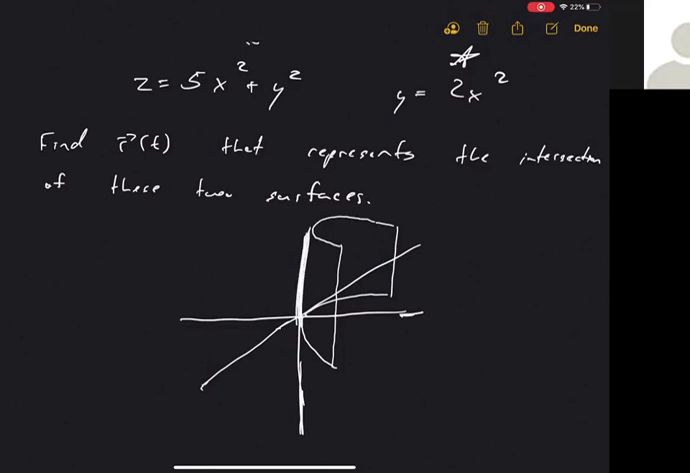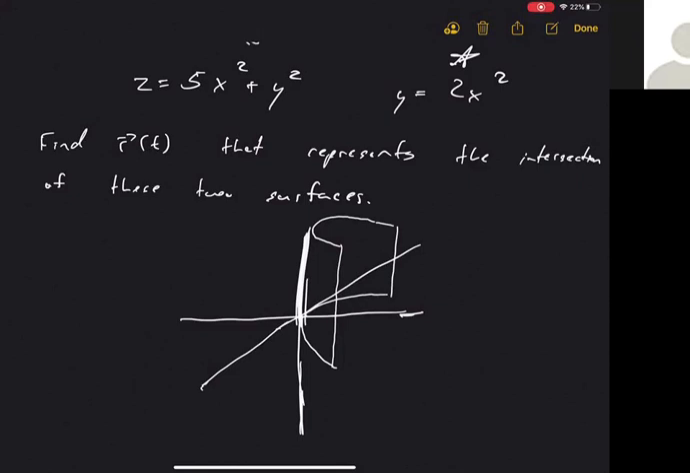So this is kind of this 3D surface like that. And then what's z equals 5x squared plus y squared? Well, that would be a paraboloid. It's kind of like a cone, but the cross sections are parabolas.